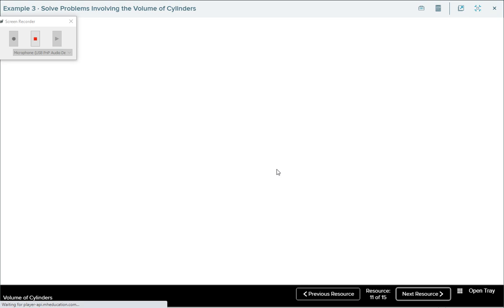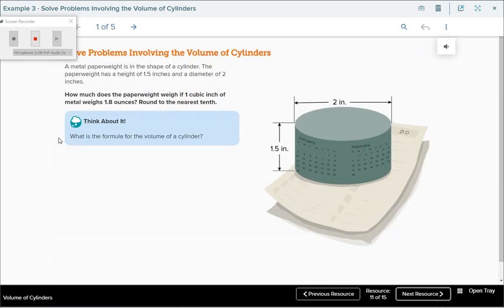Now we're going to actually apply this to something. A metal paperweight is the shape of a cylinder. The paperweight has a height of 1.5 inches and a diameter of 2 inches. How much does the paperweight weigh if 1 cubic inch of metal weighs 1.8 ounces? In order to solve this, what are we first going to have to find? Not the area, the volume. If we're given this information, can you find the volume? Yeah. Find the volume for me real quick.